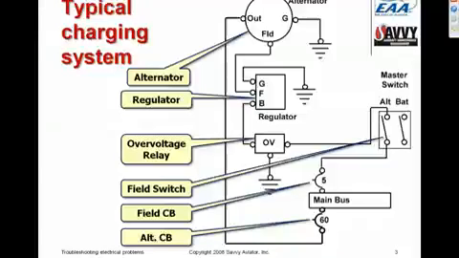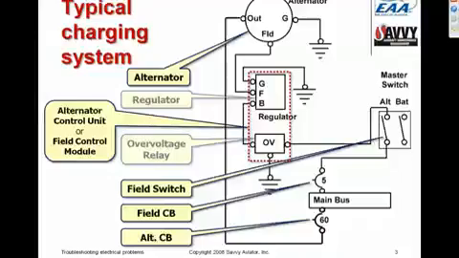In more modern designs, the regulator and overvoltage relay tend to be combined into a single unit, which can be called an alternator control unit or a field control module, but basically all it is is a regulator with overvoltage protection built in. Older aircraft tend to have a separate overvoltage device, and newer ones tend to have overvoltage protection built right into the regulator.